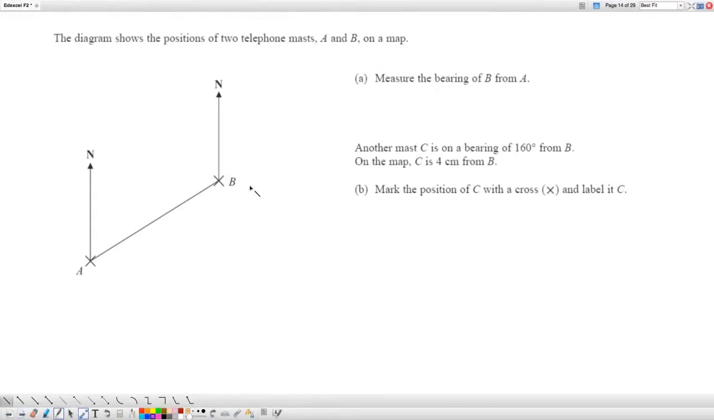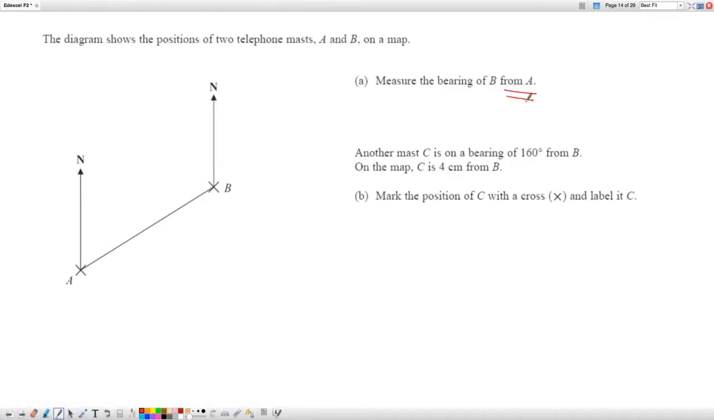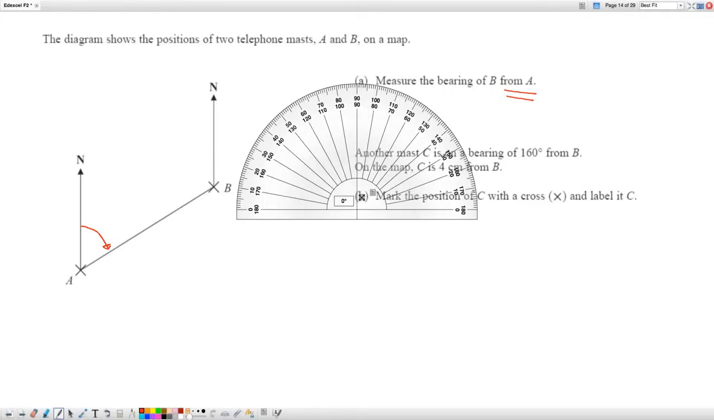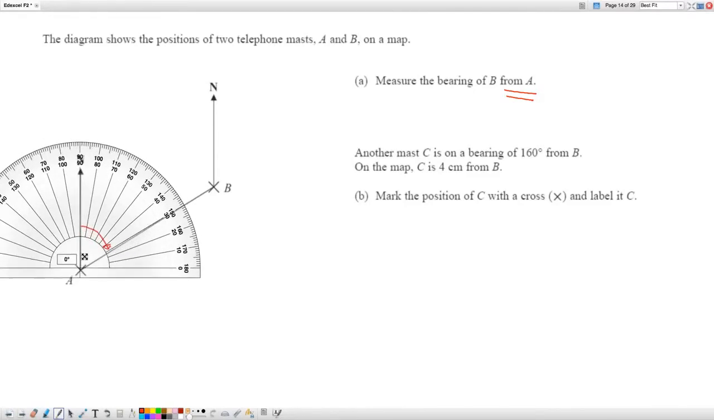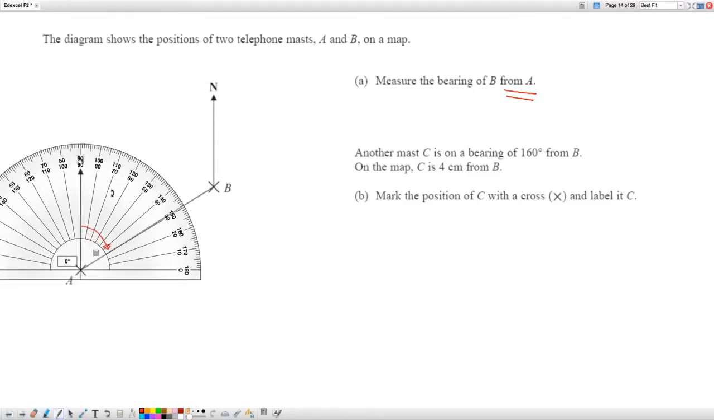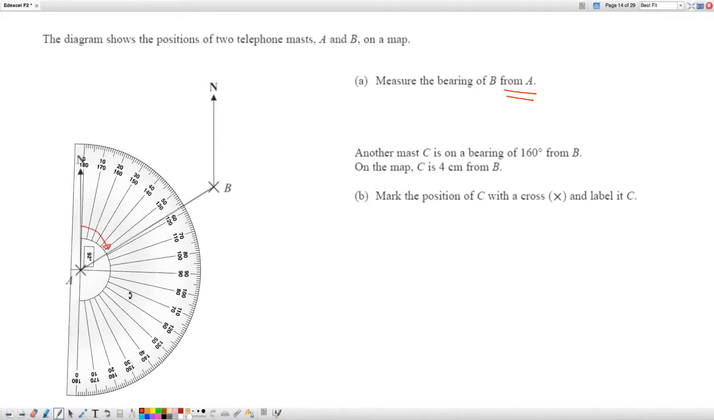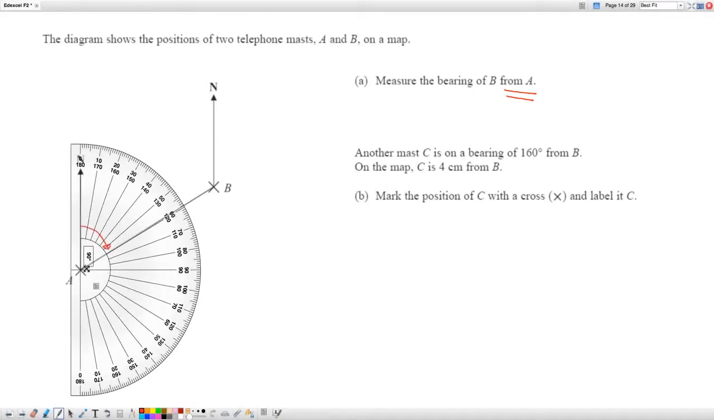This diagram is about bearings. We're first asked to measure the bearing of B from A. Really key part here, from A. That means we're starting at A. From A, north line, clockwise, around to this point here. So taking your protractor, sharp point, the point right here in the middle on A, turning round your protractor to line your 0 with your north line. So 2 points here, right in the middle, this north line matched up here with 0.